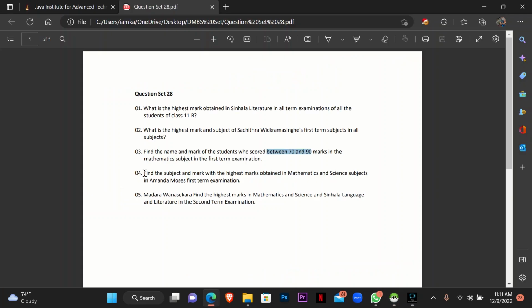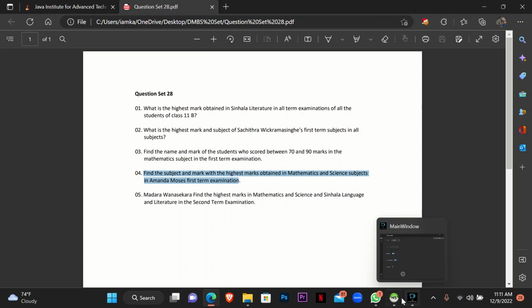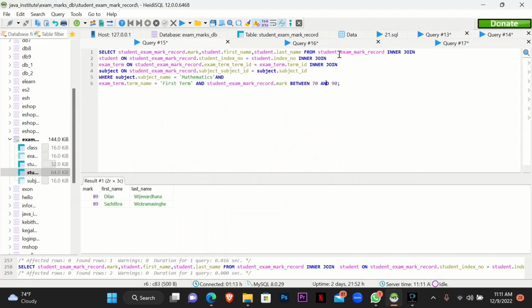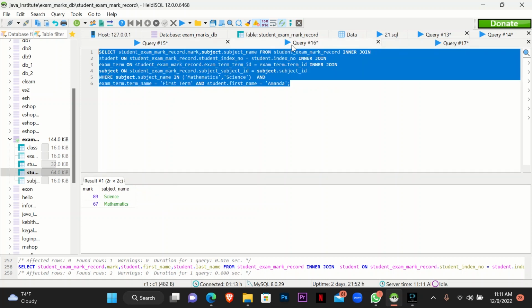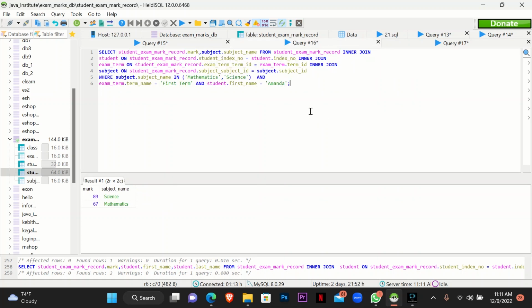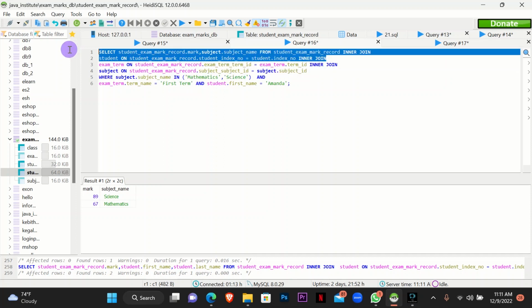Now the fourth question: find the subject and mark with the highest mark obtained in mathematics and science subjects for Amanda Moses. Okay, now we have to find a highest mark again, but here we have to get the highest mark from different subjects. So again I have written the same query as in previous questions. Like here, as you can see, I have inner joined tables together.